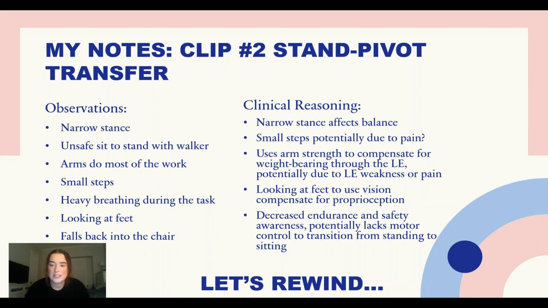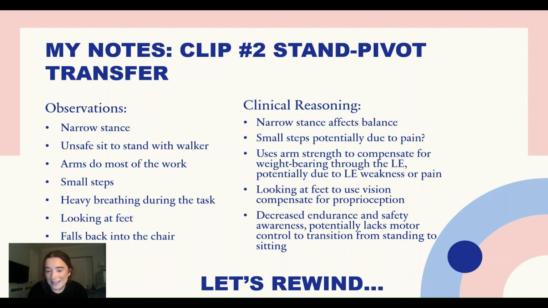She uses her arm strength to compensate for potentially weight bearing through her lower extremity. Maybe she has some pain and she doesn't want to bear that weight on that lower extremity, or it could be due to lower extremity weakness. She looks at her feet throughout the entire task. And so, something I think about is using vision to compensate for proprioception. Maybe she has a hard time knowing where her feet and legs are in space, and so she's using her vision to really understand that.